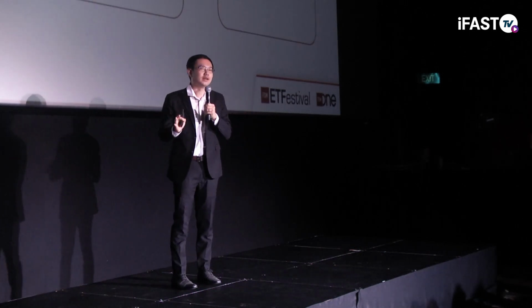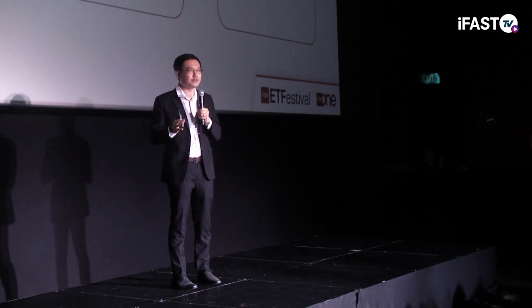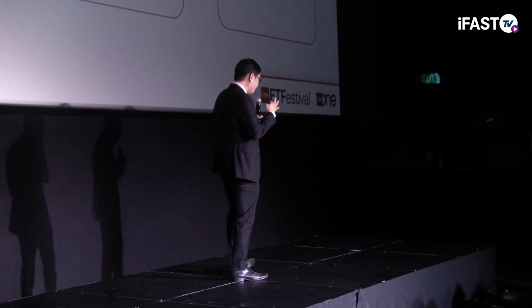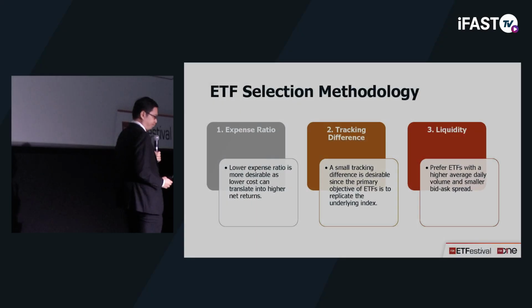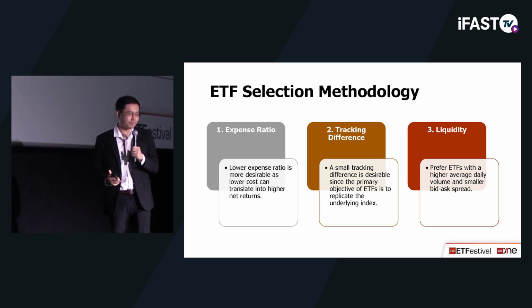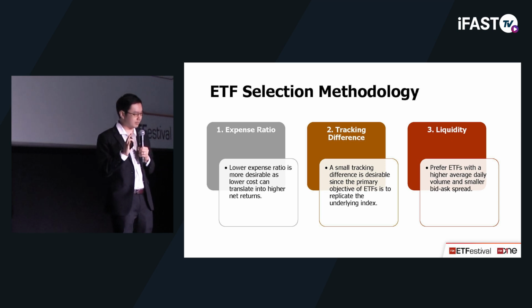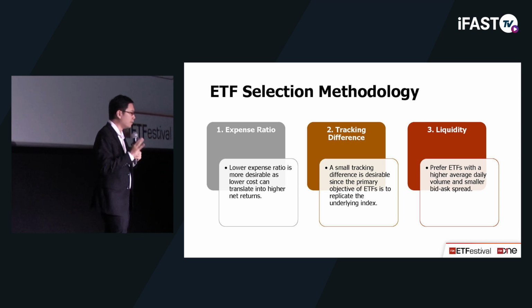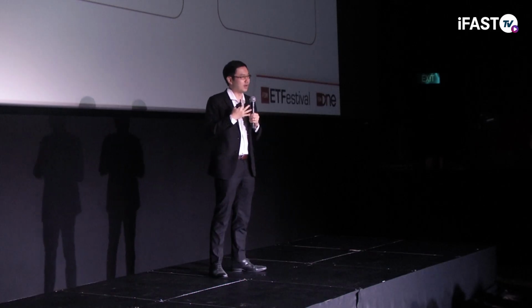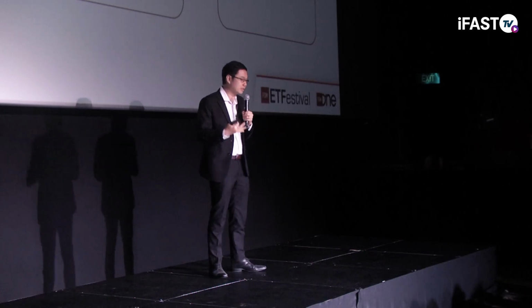Okay, so how do we select these 47 ETFs for our focus list? In a nutshell, we look at 3 key quantitative factors: expense ratio, the tracking difference, and the liquidity. Of these 3 factors, I'll say that expense ratio is arguably the most important, because even though ETFs are already low-cost investment vehicles, they still come with a cost. And this cost could potentially eat into your returns in the long run.